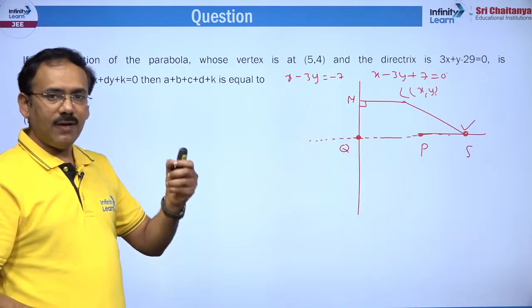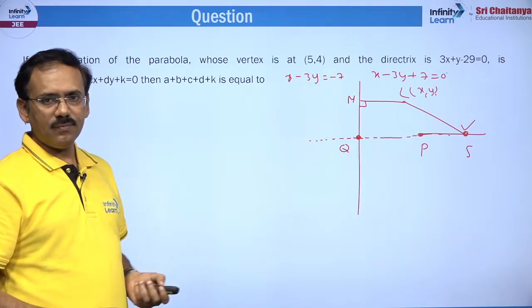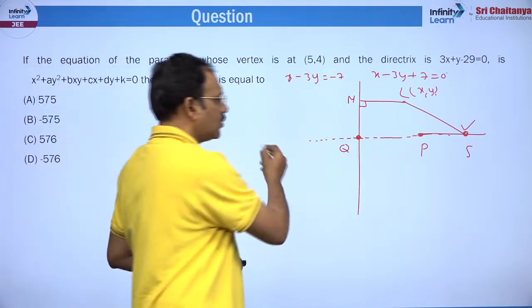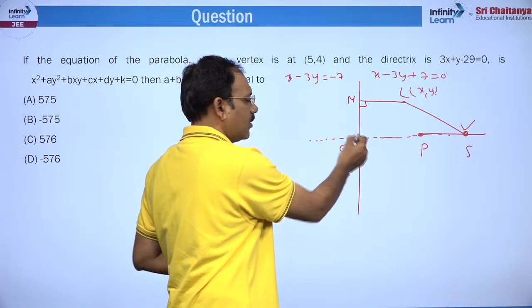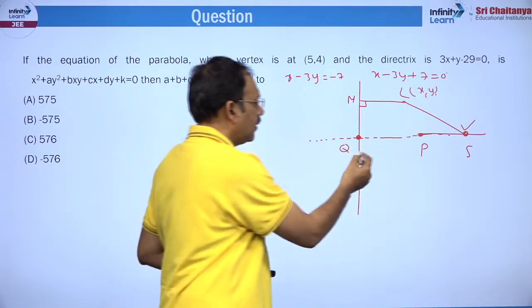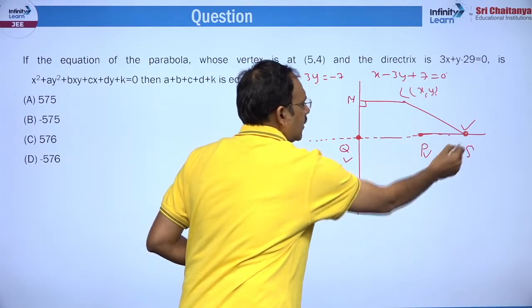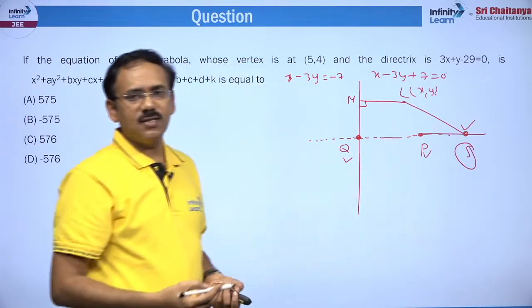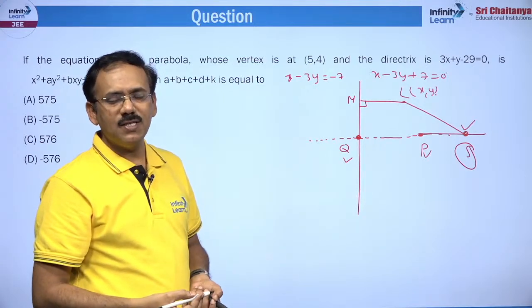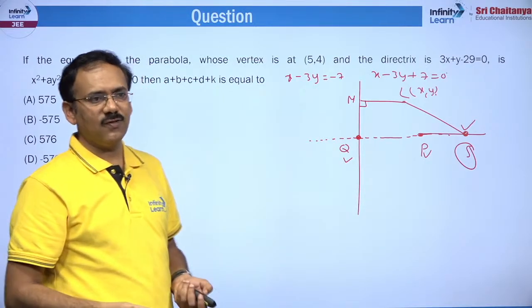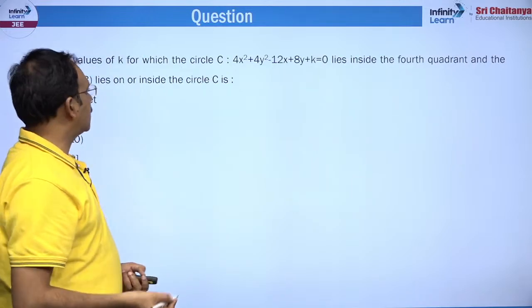So, when vertex and directrix is given, first you find the axis, find the point of intersection Q, then since P is the midpoint, you know P and Q, you can find S. Now, when focus and directrix is given, we just apply the SP equal to PM condition to find the equation of the parabola, right, dear students.